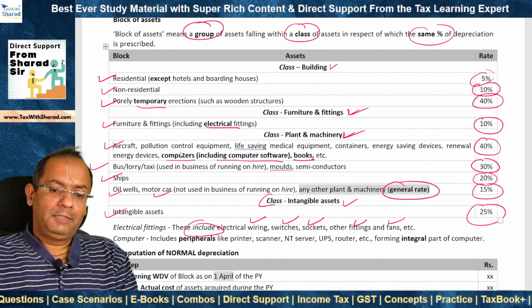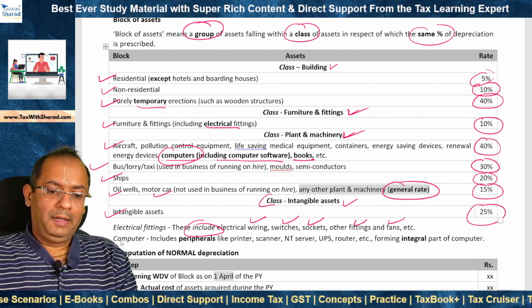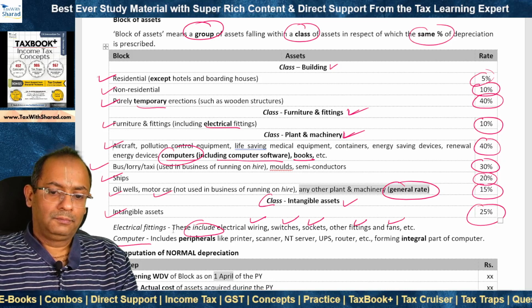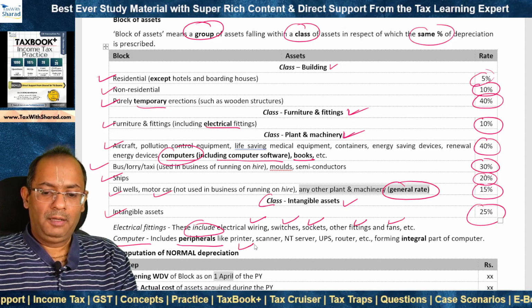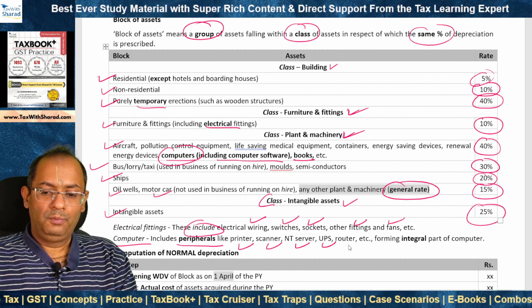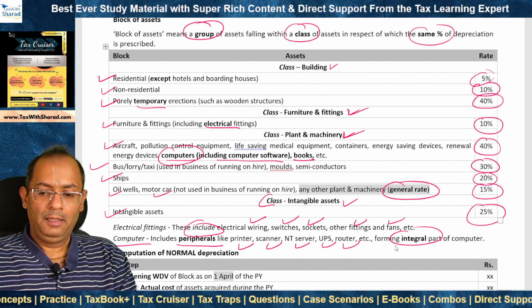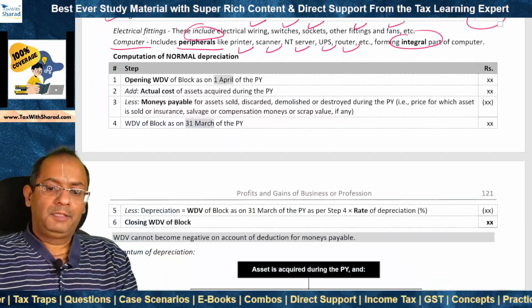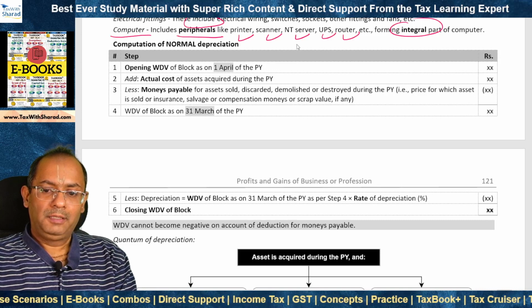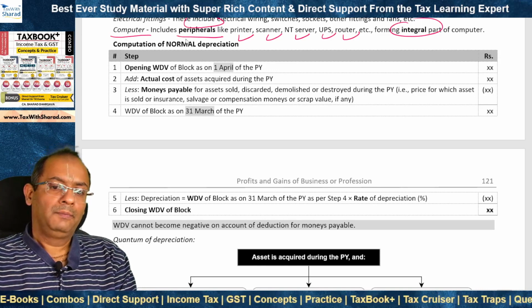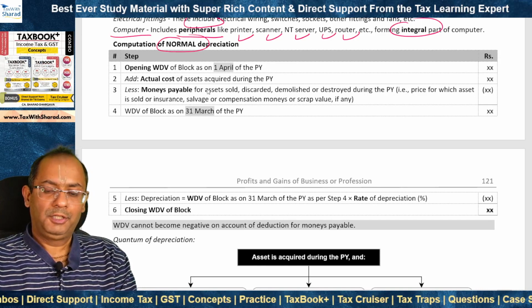Now computers, as we saw, is entitled to 40% rate. What does computer include? Computer also includes the peripherals, like what? Like printer, scanner, anti-server, UPS, router, etc., which form an integral part of the computer. Now depreciation can be either normal depreciation or it can be additional depreciation, which we will look at in some time. How do we compute normal depreciation?